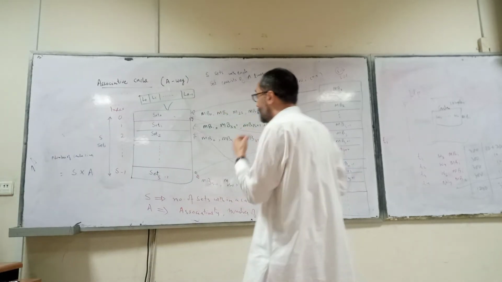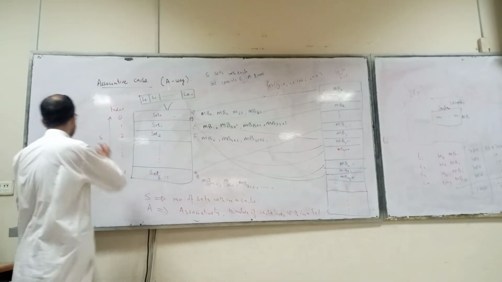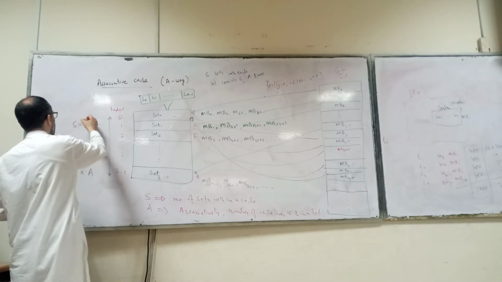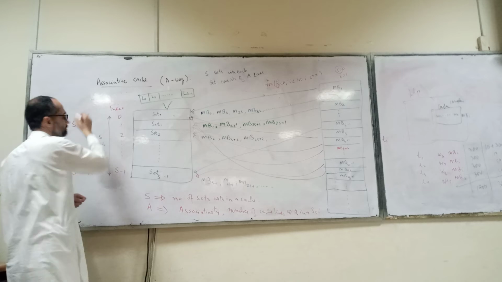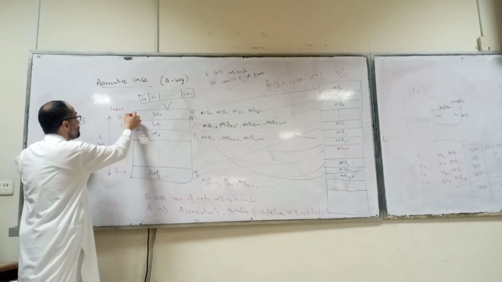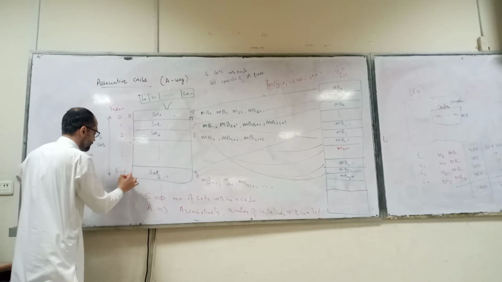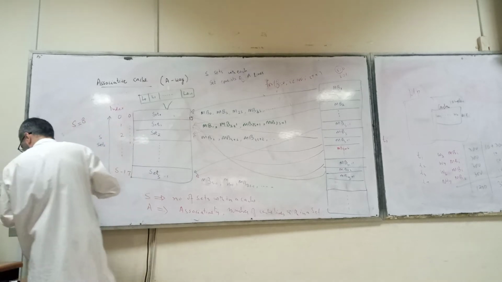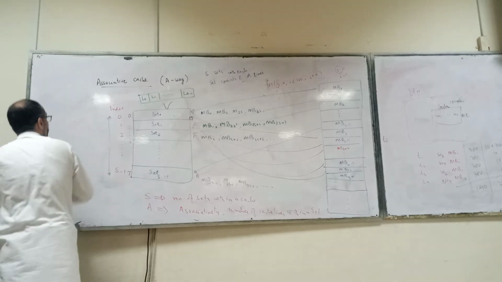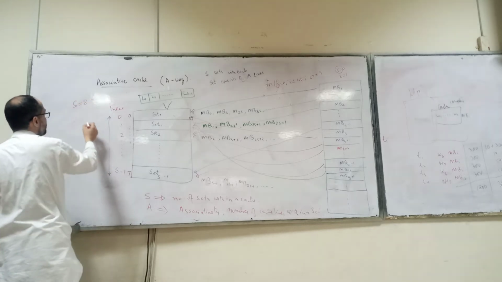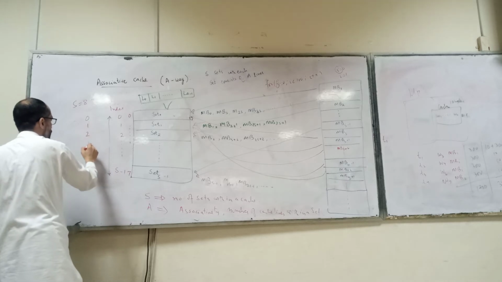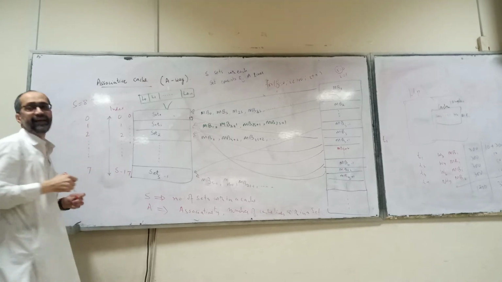So, now let's assume that S is equal to 8. Again, the index starts from 0 to 7. For S equal to 8, the index will start from 0, 1, 2, up to 7.